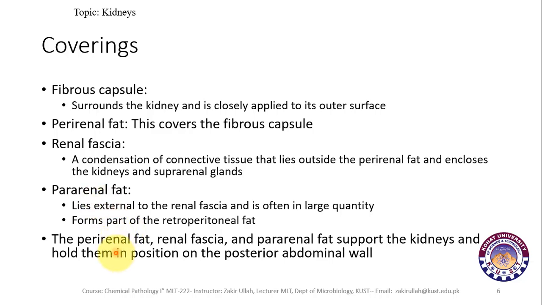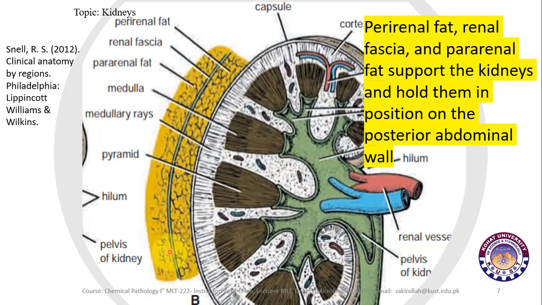So the perirenal fat, the renal fascia and the pararenal fat, all these support the kidneys and hold them in position on the posterior abdominal wall. This is the structure of the layers. The first one is the fibrous capsule.